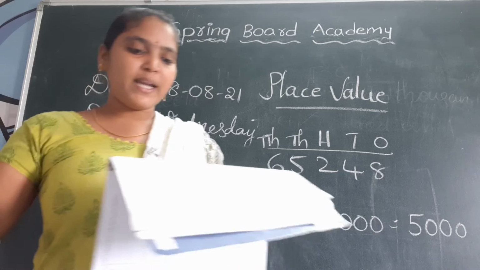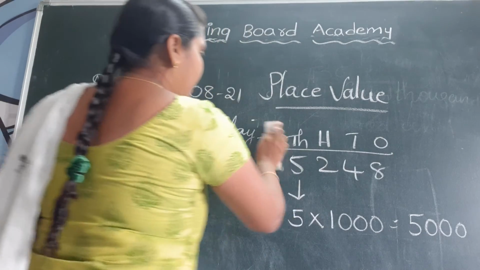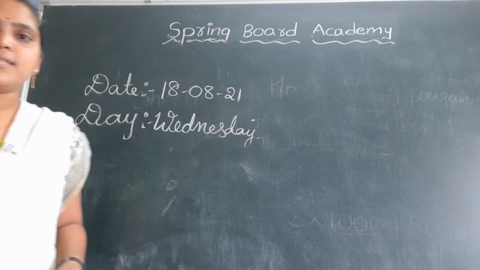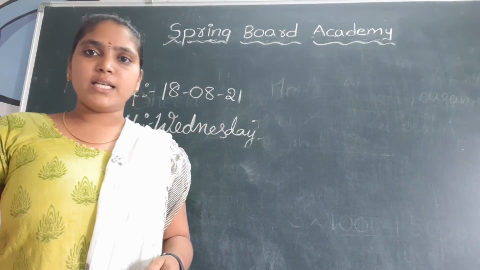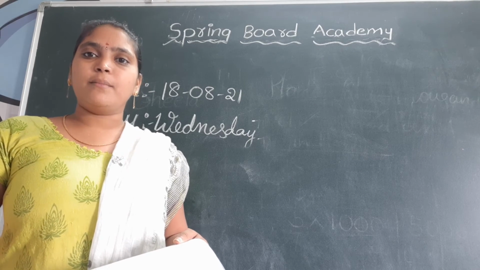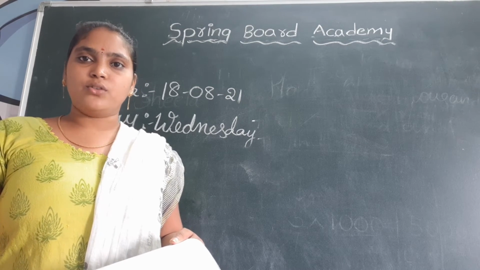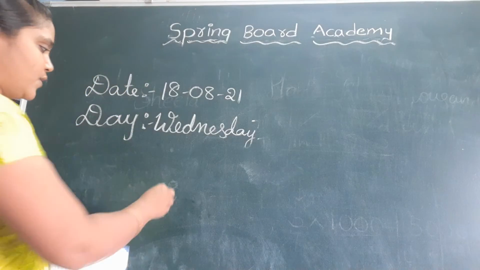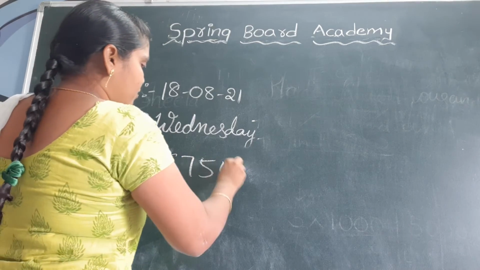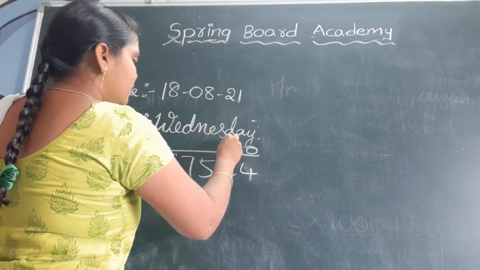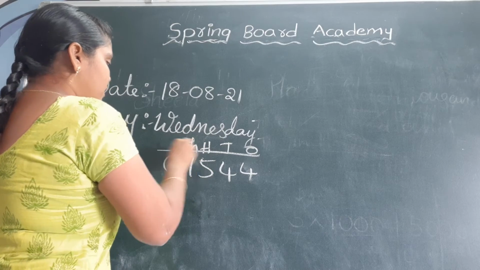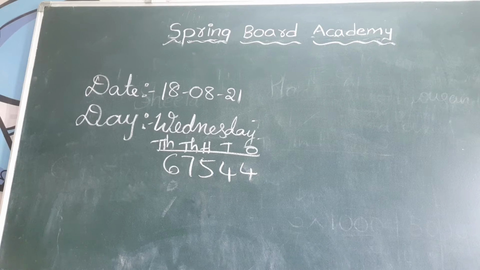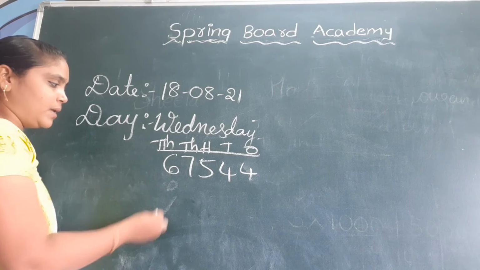Next, the expanded form of a number helps us to find the value of dash digit. What does expanded form mean, children? Expanded form means writing a number as the sum of the place values. Okay, take 67,544: ones, tens, hundreds, thousands and 10,000s. How do we write the expanded form, children? Just write the sum of the place values.